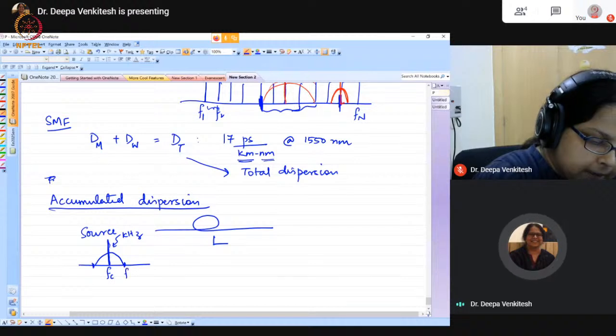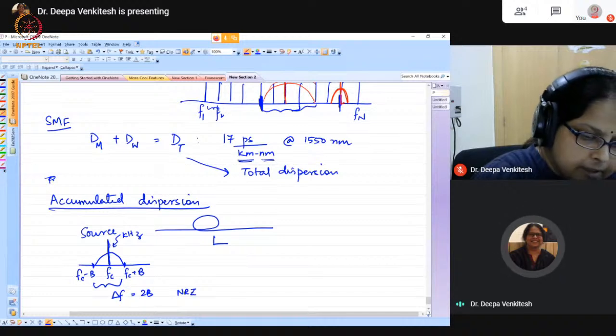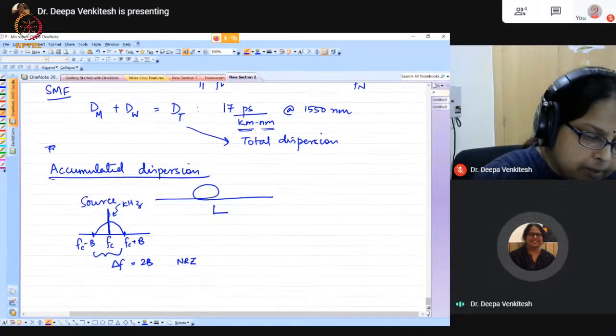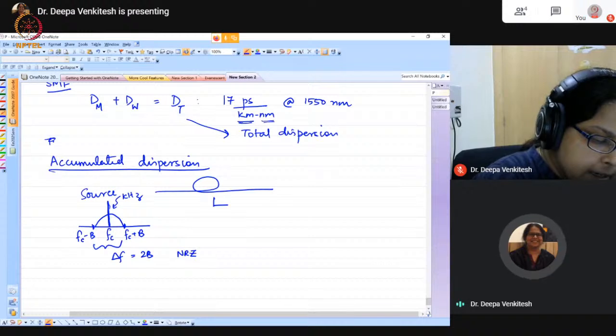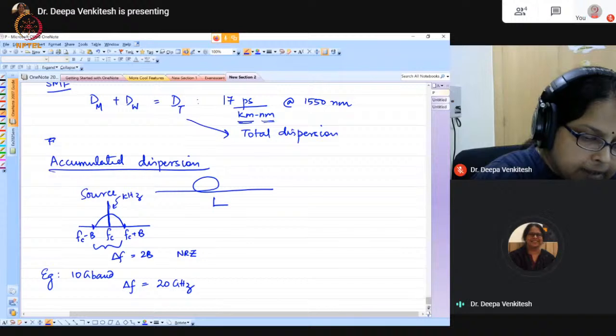So this is FC and this is FC plus B, where B is the baud rate. This is FC minus B. So your delta F is actually 2B in case of NRZ modulation, right? There is a tutorial assignment problem also along the same lines. For example, if I do 10 giga baud modulation, the occupied spectrum is 20 gigahertz, right?